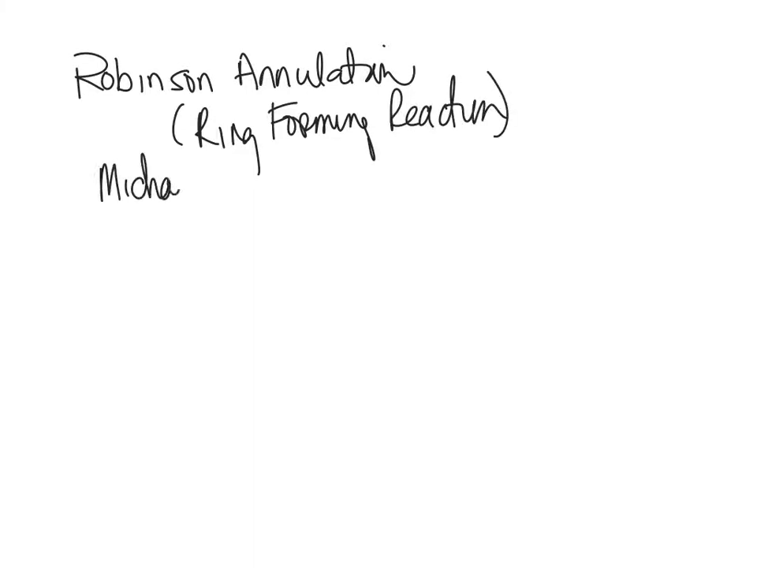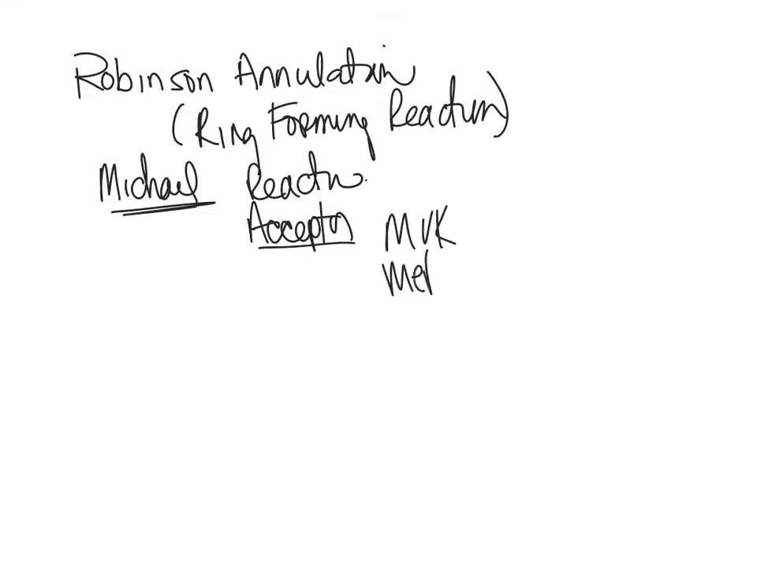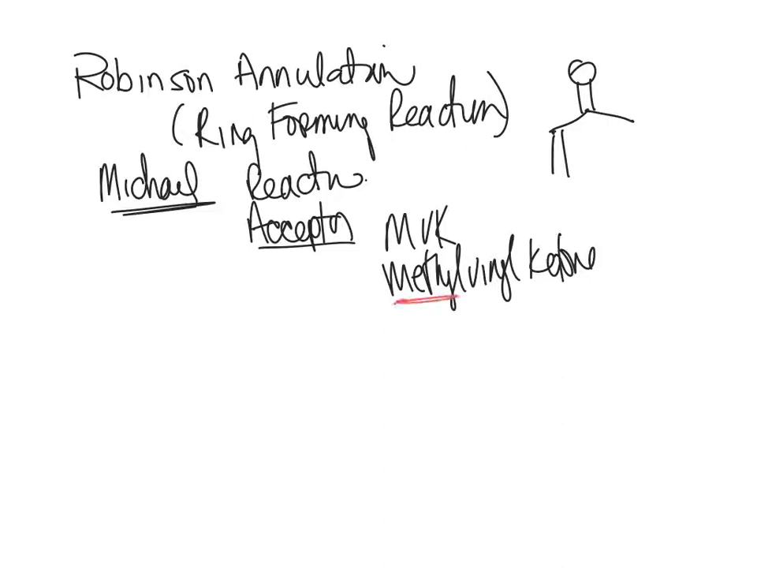This uses a Michael reaction, and that Michael acceptor, in particular, is called the MVK. This is methyl vinyl ketone. So what does that look like? It looks like this. So this is a methyl, there's your methyl, vinyl, there's your vinyl, and ketone, there's your ketone. Okay, so you use a methyl vinyl ketone, and then you have some form of ketone.